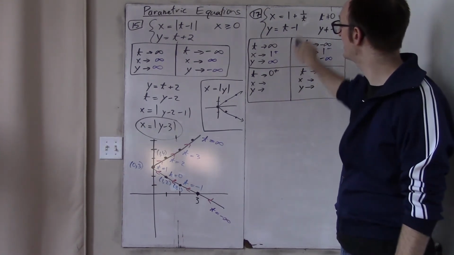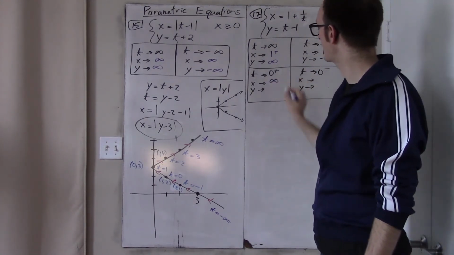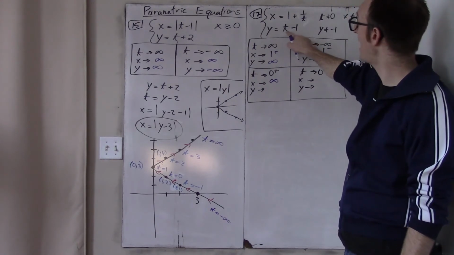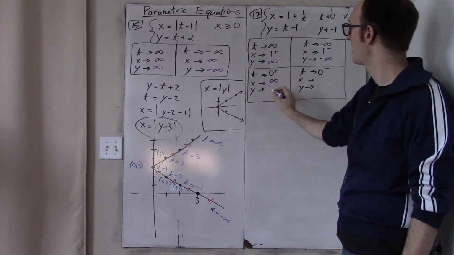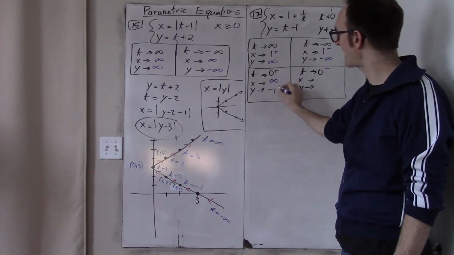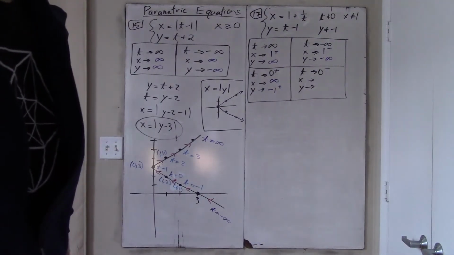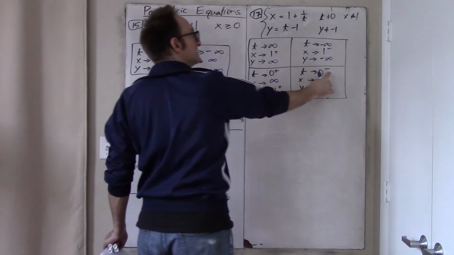How about if t is a tiny positive? Well, 1 over a tiny positive is a huge positive. So x is going to infinity. And what about y? Well, if you add a tiny positive number to -1, then I'm going to be basically at -1, but a tiny bit more than -1. And let's see, how is this looking? Pretty good, I guess. Now, how about as t approaches 0 minus?